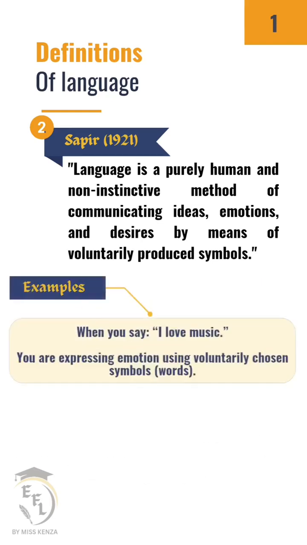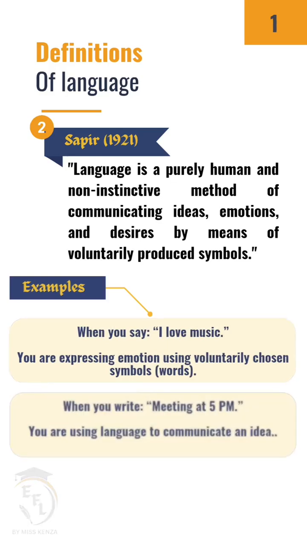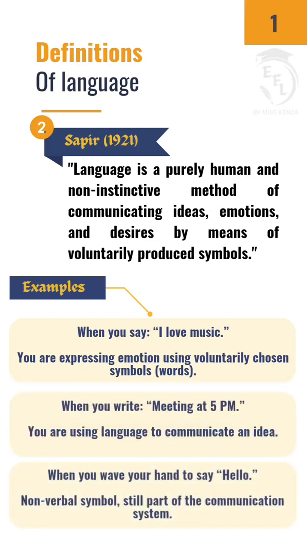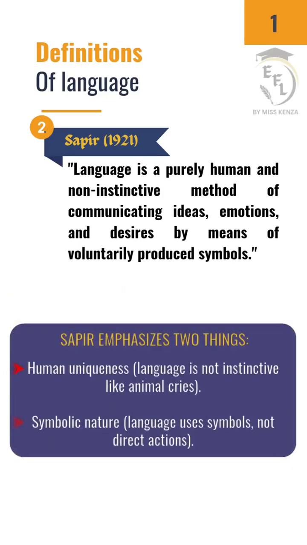Let me give some examples. When you say, I love music, you are expressing emotion using voluntarily chosen symbols, words. When you write, meeting at 5 p.m., you are using language to communicate an idea. When you wave your hand to say hello, it is a non-verbal symbol, still part of the communication system. To sum up, Sapir emphasizes two things. First, human uniqueness: language is not instinctive like animal cries. And second, symbolic nature: language uses symbols, not direct actions.